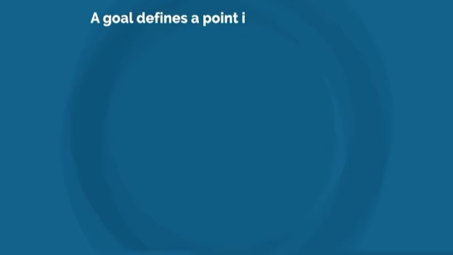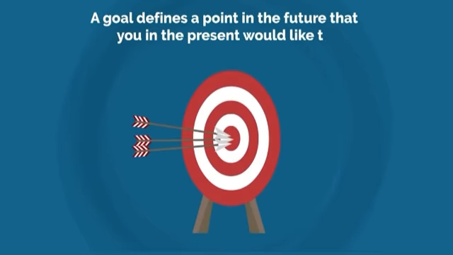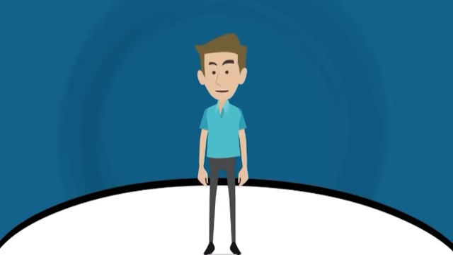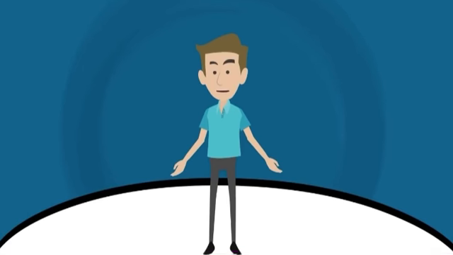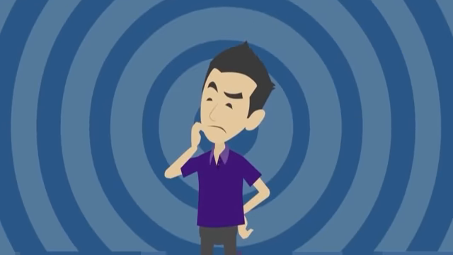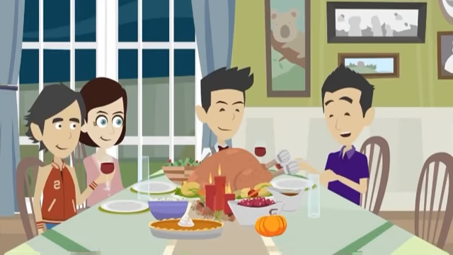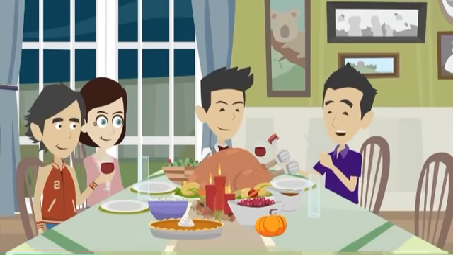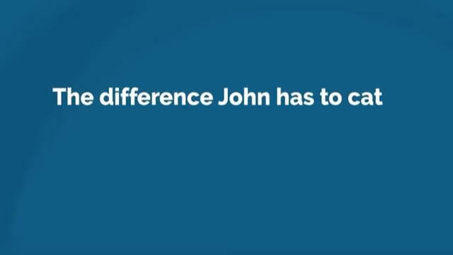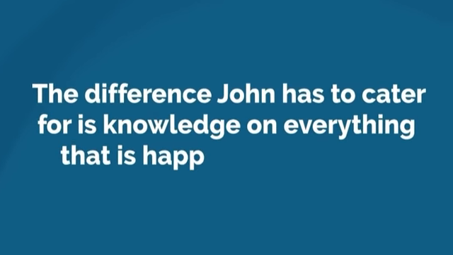A goal defines a point in the future that you in the present would like to achieve. The next step is to create a system through which you will be able to achieve this goal. John wants to get back to his old argumentative self, in his ideal future, his friends listening to him in awe because of the points he contributes to discussions. The difference John has to cater for is knowledge on everything that is happening currently.